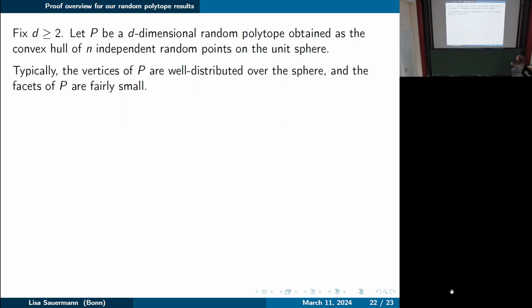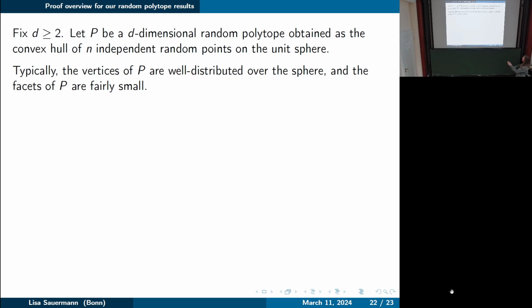We had some fixed d at least 2. We had P, which was a d-dimensional random polytope with n vertices obtained as the convex hull of n independent random points on the unit sphere. So that was our first model. As I said, for the second model the argument is similar. For simplicity, I stick to the first.